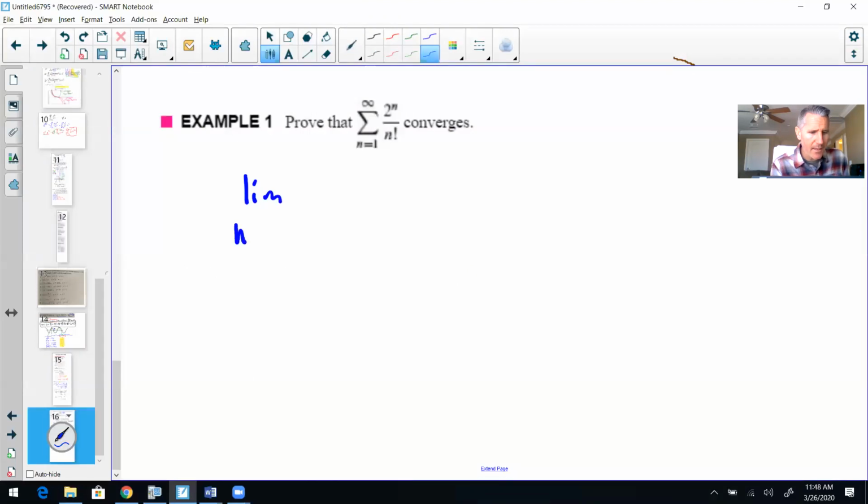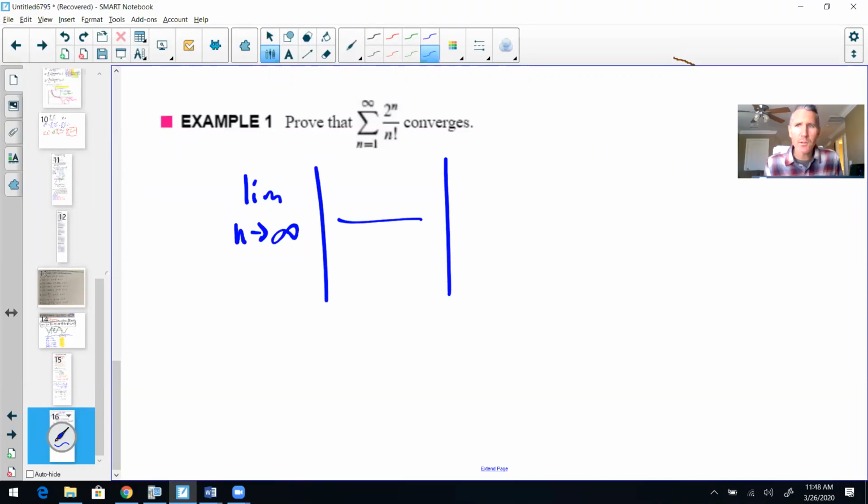the limit as n approaches infinity of the absolute value of something over something. And here's what we do. The numerator is the n plus first term. So this is 2 to the n plus 1 over n plus 1 factorial. The denominator is just the nth term. So that's just 2 to the n over n factorial.